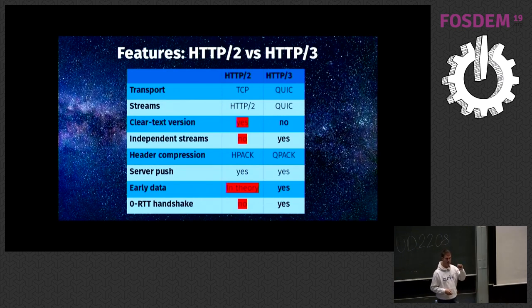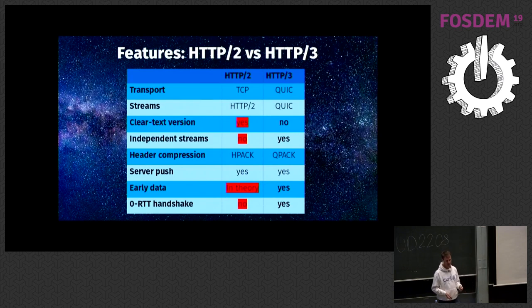And because of their independence, HTTP3 has a new header compression format, because the H2 header compression format was relying on the streams being in order, and now they're out of order. And there's server push, better early data, and a much faster handshake. Zero RTT handshake in QUIC and HTTP3, which basically means that if you have talked to the server before, you can just set up a new connection without any latency at all. Well, one way of latency.